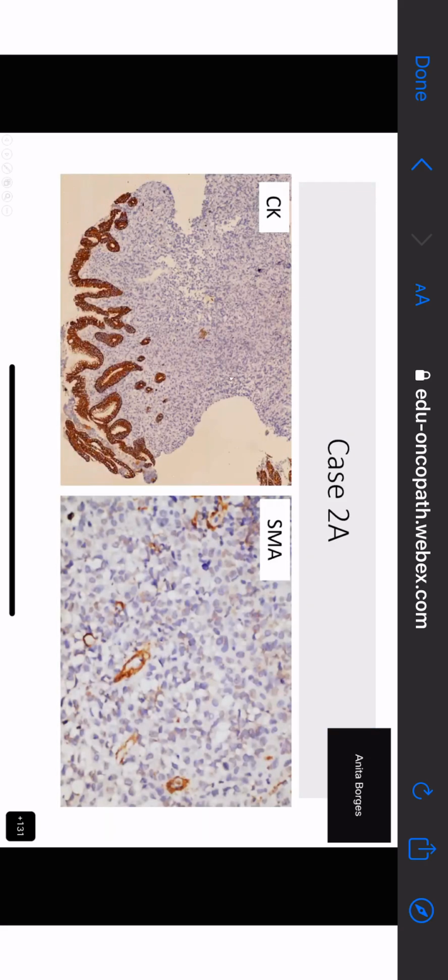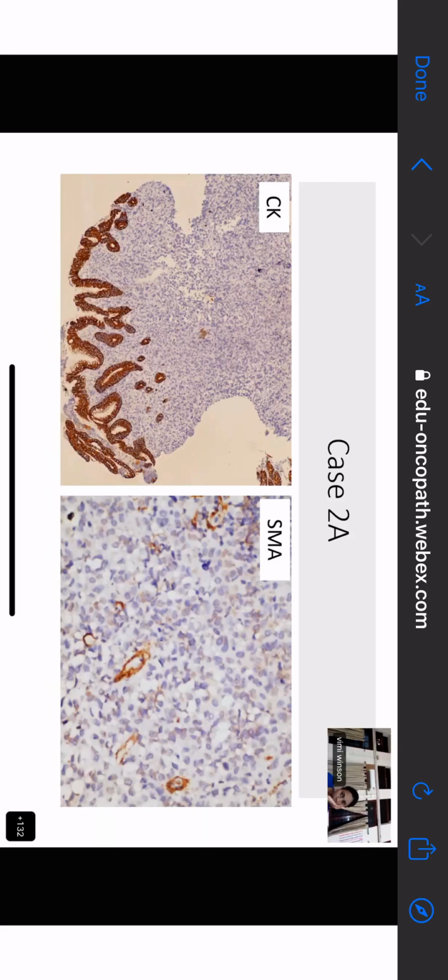So now let's take case 2A. Here is the CK. All right. So what is it? Come on, Suveta. It is taken up in the epithelium. It is positive in the gastric epithelium and the glands. Very good. Excellent. So what about the tumor? Tumor is negative, ma'am. Right.